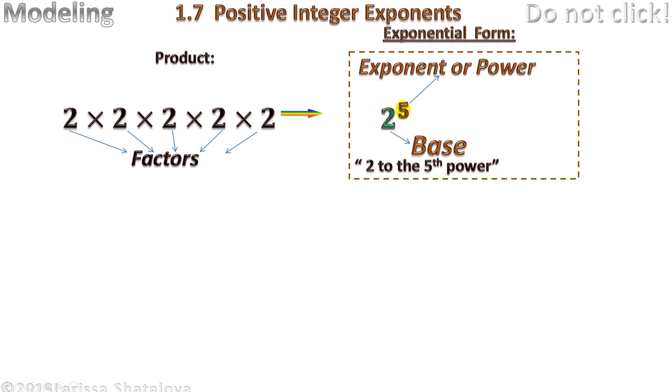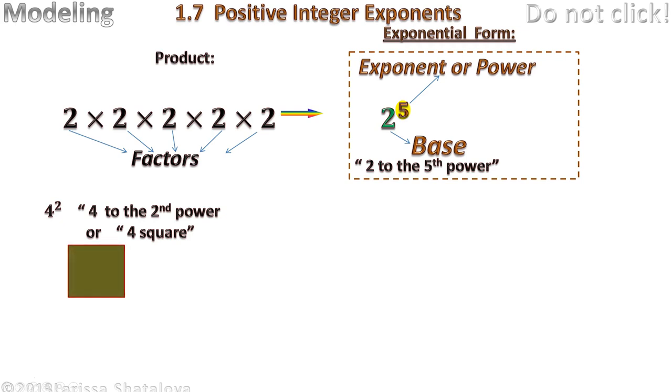If we have the next example, we can read it as 4 to the 2nd power or 4 squared, because it represents the area of a square with a side 4 units long.